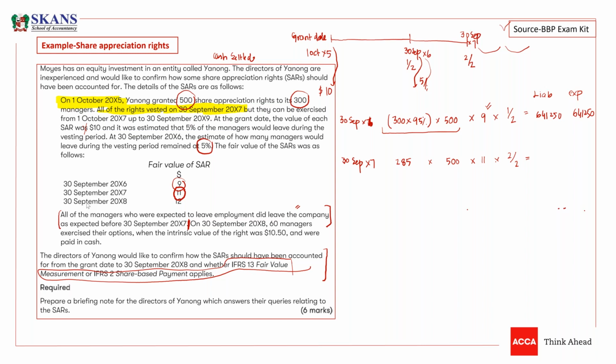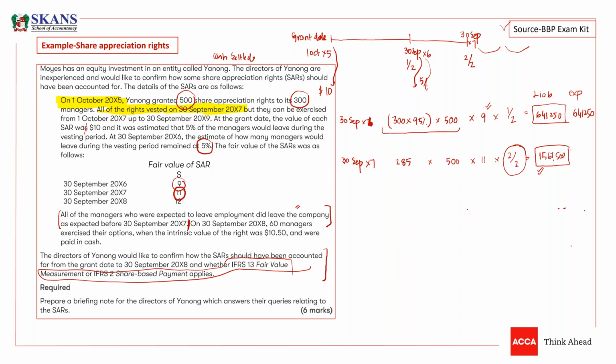It is 1.5 million, 1,567,500. This is the liability. Now, what would be the expense? This is the 2 years' liability. If you are multiplying this with 2 by 2, then it gives you the 2 years' liability. Now we have to deduct 1 year's liability from this, and we'll get the expense for 1 year.